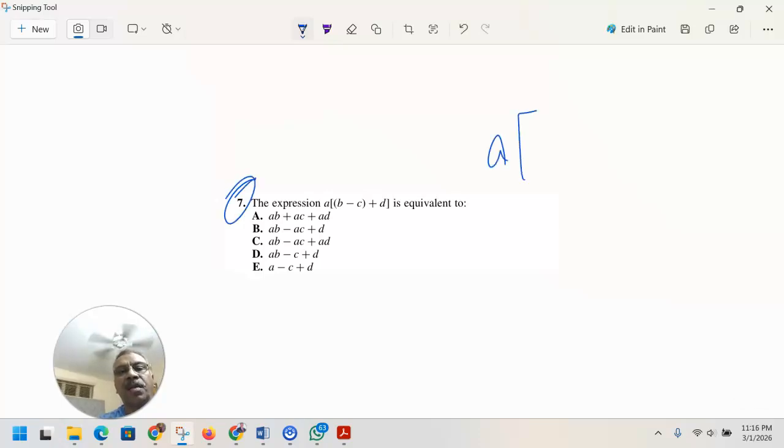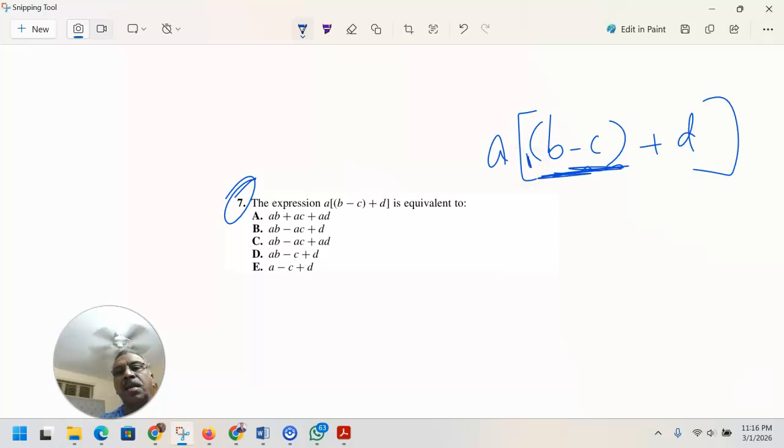Again, question number 7 is a very easy question. All you do is first open the parenthesis. Inside, you can see there's nothing here. It means it is back to b minus c plus d.